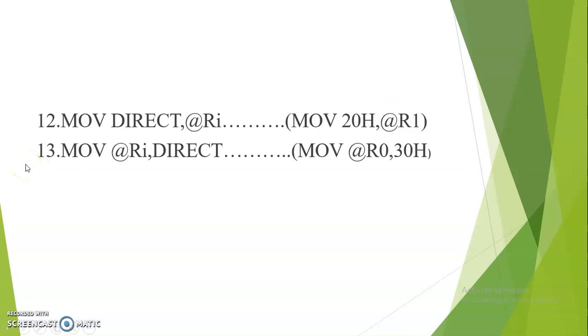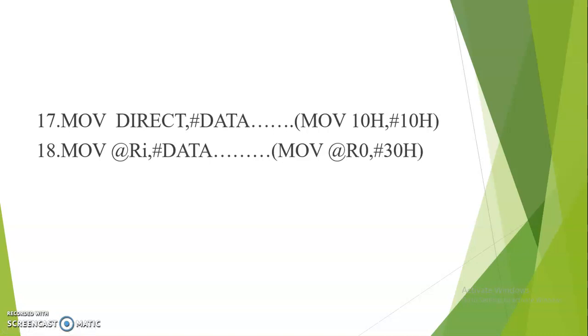Now the next combination is MOV @Ri, direct. What will this particular instruction do? This will copy the contents of the direct address specified in the instruction to the memory location which is pointed to by the Ri register of the selected bank. Meaning at 30H there are some contents. Those contents are copied to an address. That address is written in R0 of the selected register bank. We'll see the next combination.